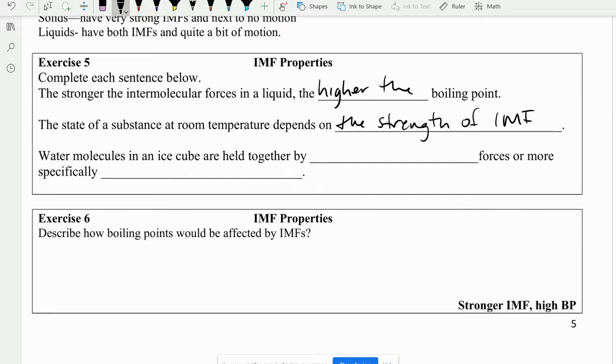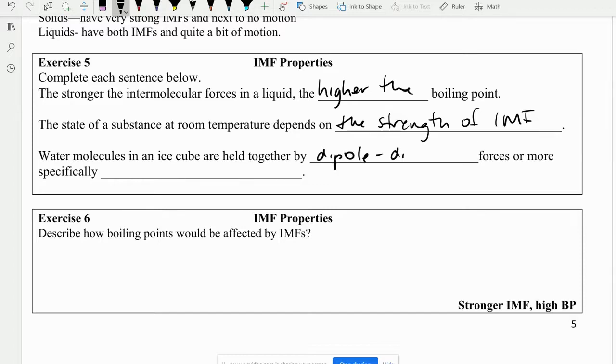And lastly, water molecules in an ice cube are held together by, okay, this is when it would probably be helpful to draw two water molecules and look at the types of intermolecular forces between them. Right off the bat in my head, I know water molecules are polar. So if I have one polar molecule creating an intermolecular force next to another polar molecule, you guys, what type of IMF is that called? You got it. It's a dipole-dipole.